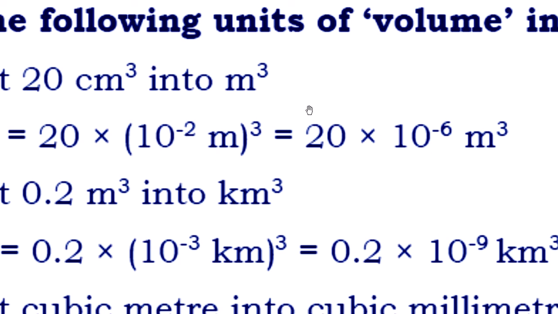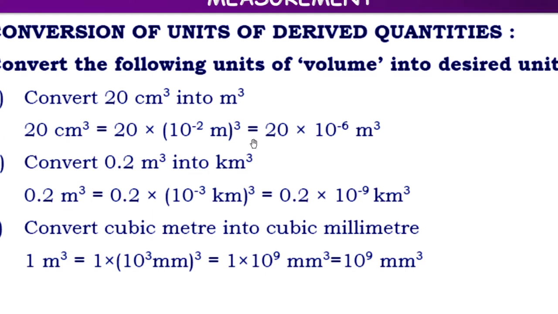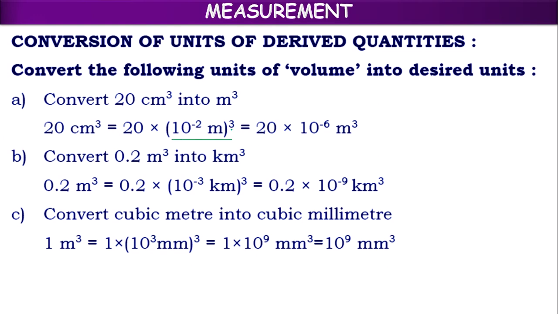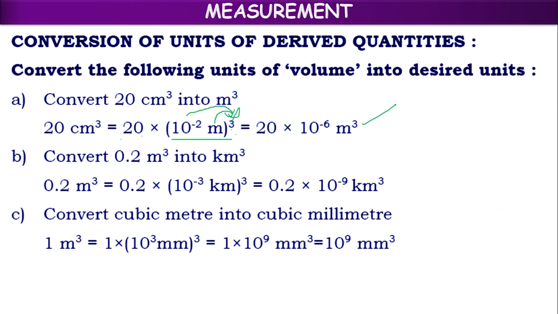20, let's take as it is. 10 power minus 2 into 3, minus 6 meter cube, because this cube will apply for both. Whenever we have whole cube, for 10 power minus 2 cube we have to consider, and for meter also cube we have to consider. So 20 into 10 power minus 6 meter cube. Okay, like that we can convert.